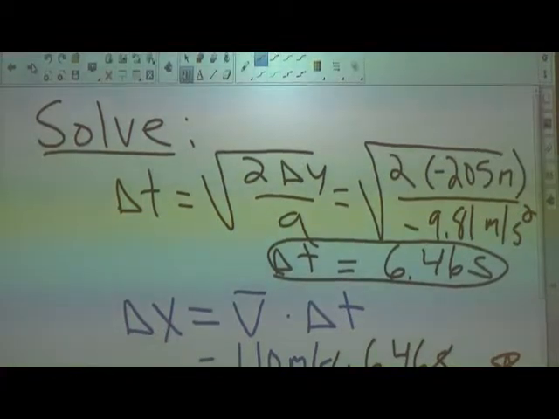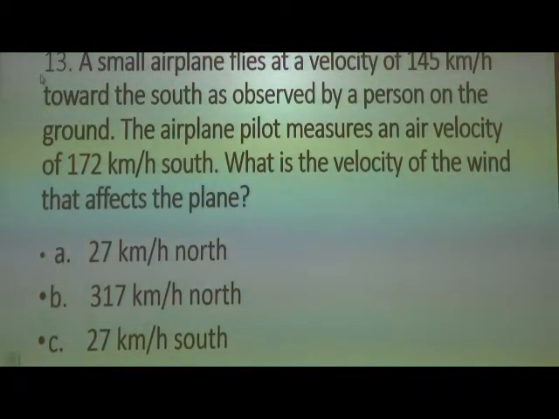Let's go to the next one. Number 13. A small airplane flies at a velocity of 145 kilometers per hour towards the south, as observed by a person on the ground. So the person was the reference point. The airplane pilot measures the air velocity of his plane at 172 kilometers per hour south. What is the velocity of the wind that affects the plane?